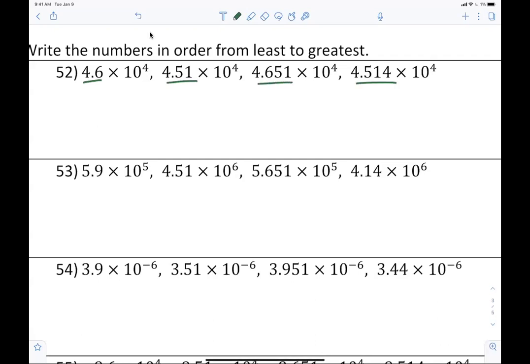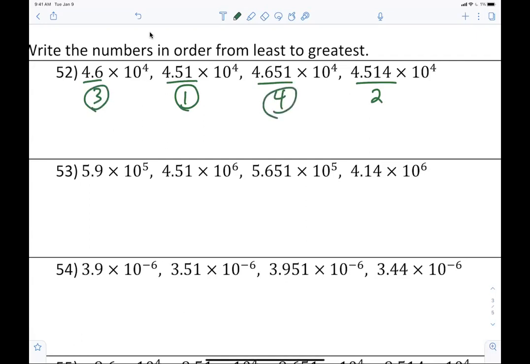And he is correct. So now you put a 1 under the smallest. Then what would be next? Ryan, which would be next? 4.514. That would be next. Then what? I believe the third would be 4.6. Yes, and the fourth 4.651. That is absolutely correct. Small to large right there.